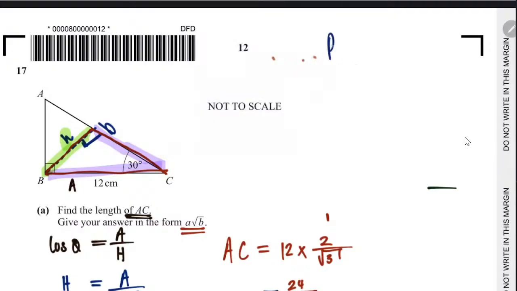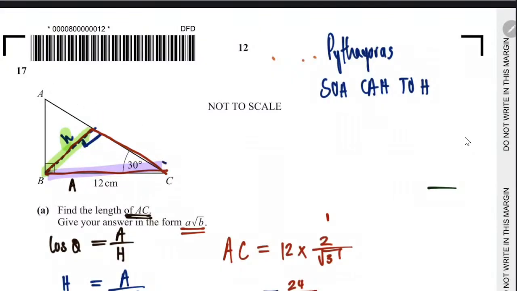We write Pythagoras and we write SOHCAHTOA. Now let's see the triangle in purple and green. Before we do, do we know two sides? No. We know the whole of AC, but we don't know this one, from here to here. We only know one side, which is 12.